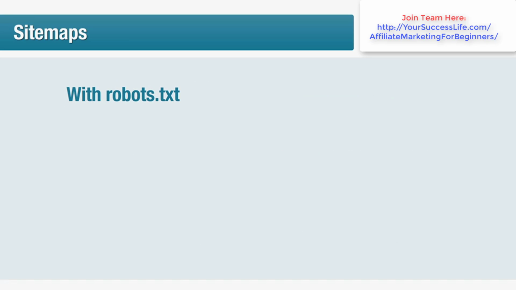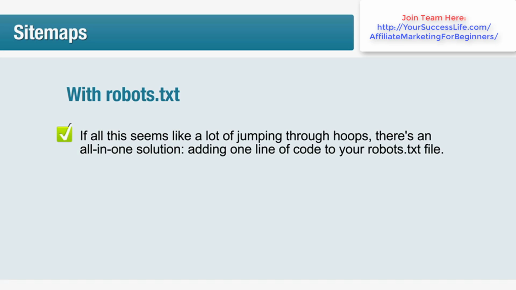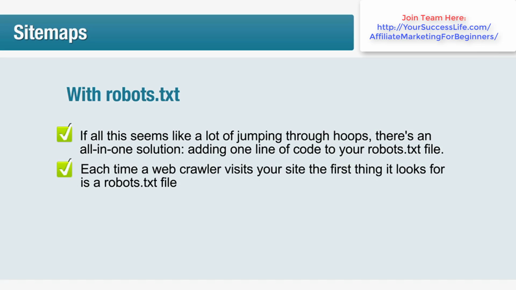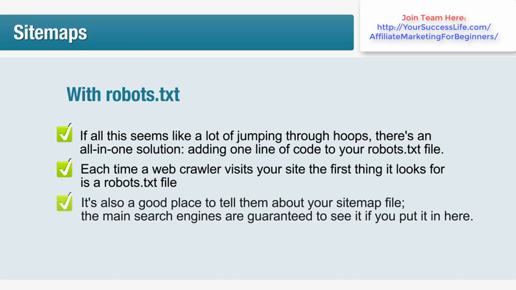What about with the robots.txt file? If all this seems like a lot of jumping through hoops, then there's an all-in-one solution, adding one line of code to your robots.txt file. Each time a web crawler visits your site, the first thing it looks for is a robots file. This is the place where you tell the crawlers and other robots which pages you don't want them to access or index. If they're polite crawlers, and most of the search engine ones are, they'll respect the wishes of the robots.txt file. It's also a good place to tell them about where to find your sitemap.